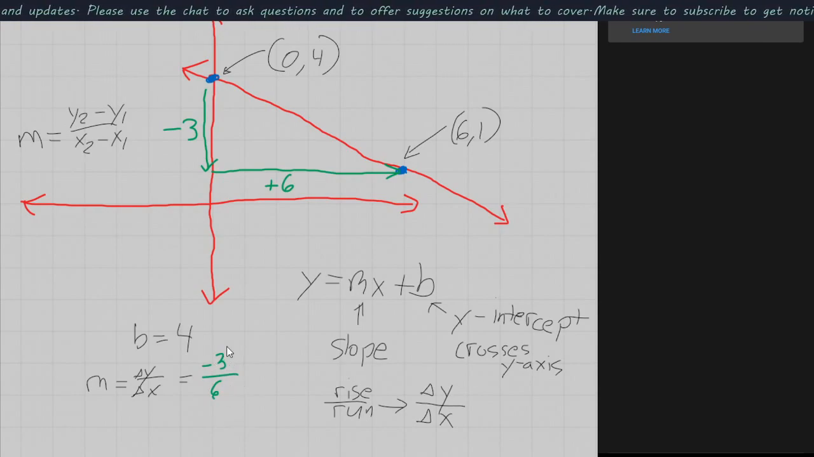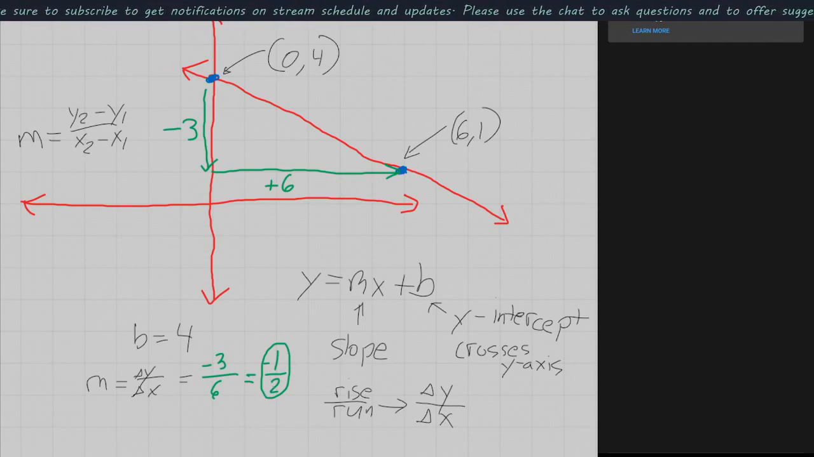Now, the thing about that is, don't forget we have to simplify. So to simplify, we need to see if there's a number that goes into negative 3 that also goes into 6. And in this case, there is, and it's 3. So 3 goes into negative 3 negative 1 time, and 3 goes into 6 2 times. So our slope would be negative 2. I'm sorry, negative 1 over 2.